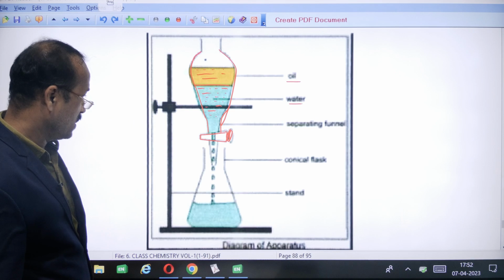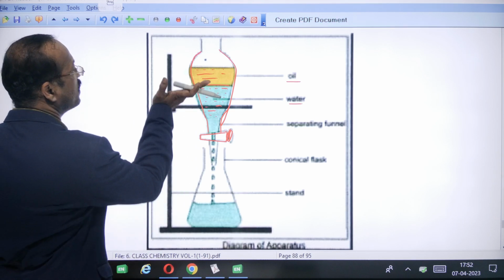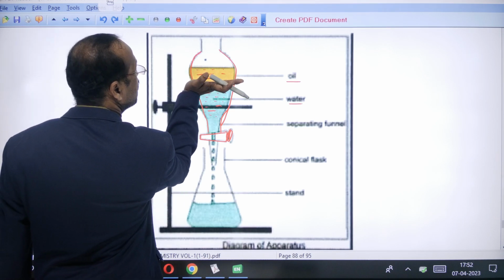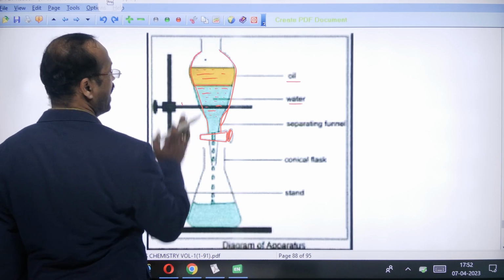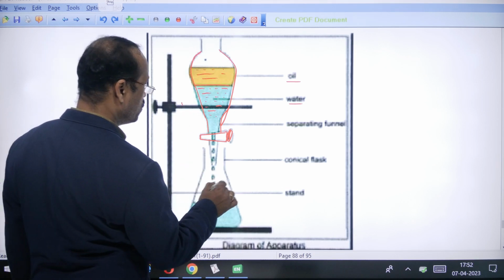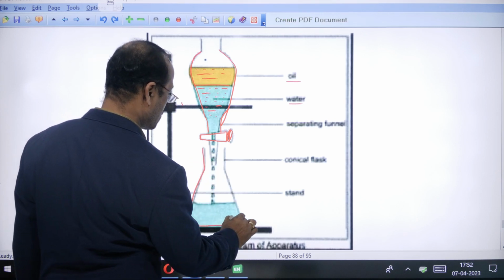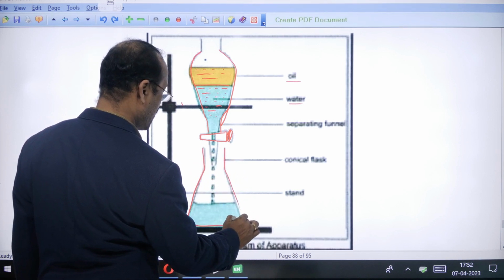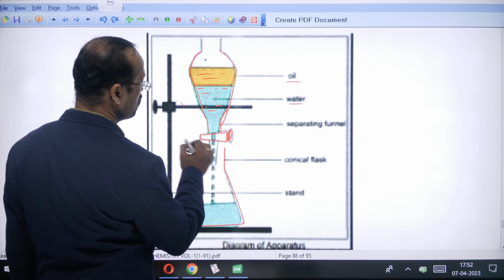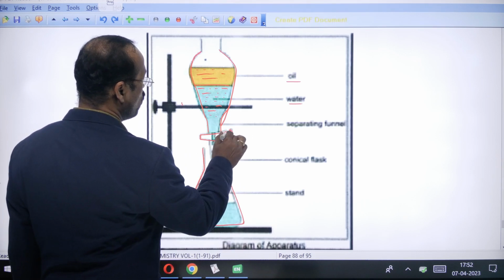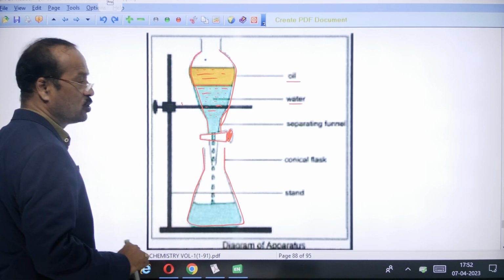Okay, when this is achieved, means when you can see clearly the separation of oil and water, then what you do, you take one beaker or conical flask. So this is a conical flask. In this conical flask you place it below this one, and now slowly open this tap. Okay, so open this tap.